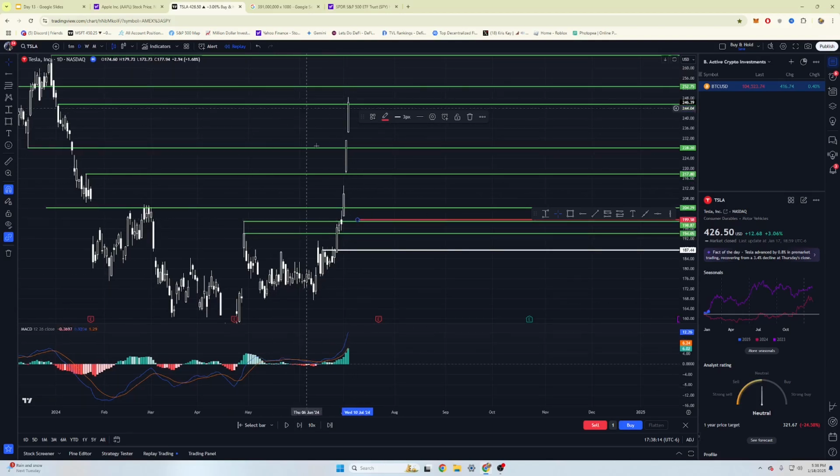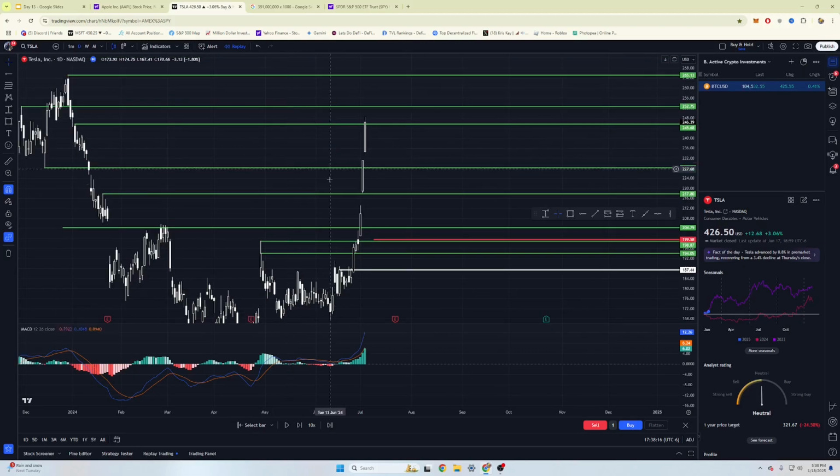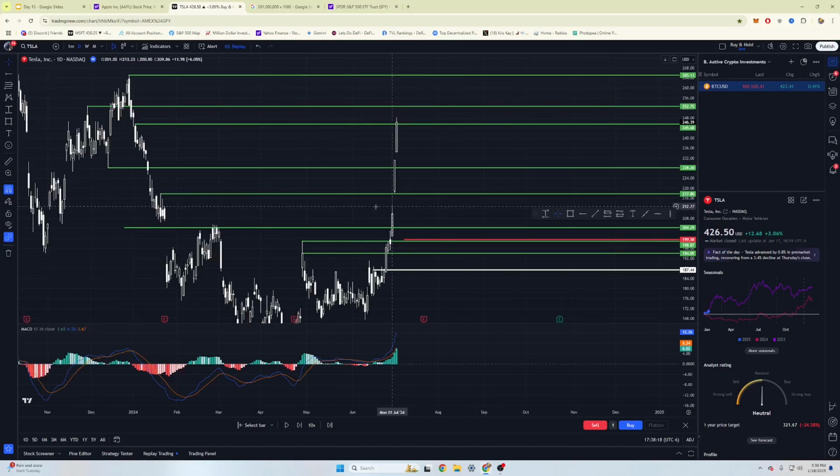Hit the next target. Look how to the T it is hitting our targets though. Do you see this? These are not random targets. I'm using price action to get these targets. You see this, right? The swing, swing, swing. This is the gap right above the swing. That's how this works. So we hit it.